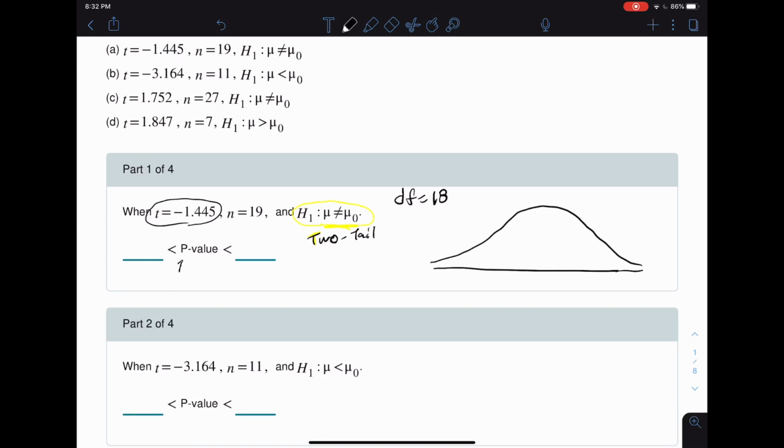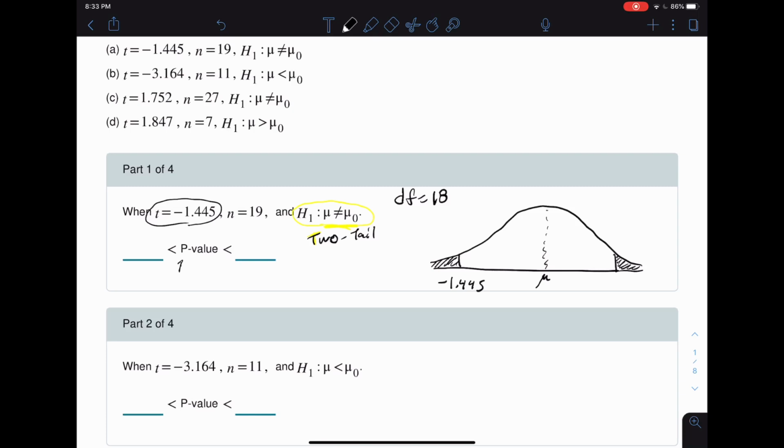Two tail just means that you've got both sides covered, because if it's not equal to whatever we're talking about, that means it can be above the mean. Remember, the mean is right here. It might be above the mean or it might be below the mean. So we need to find p-values, or with the critical value method, critical values that are above and below. That's why it makes two tails on the left and right. So what we need to do is look up, so they gave us a negative 1.445.